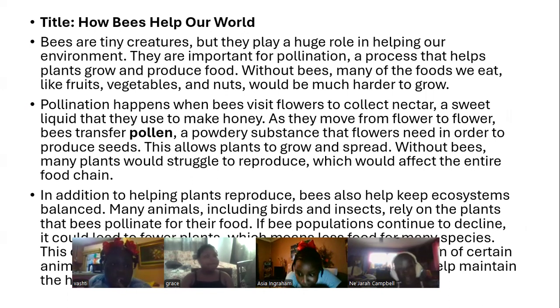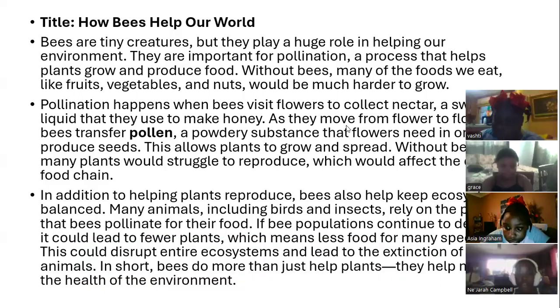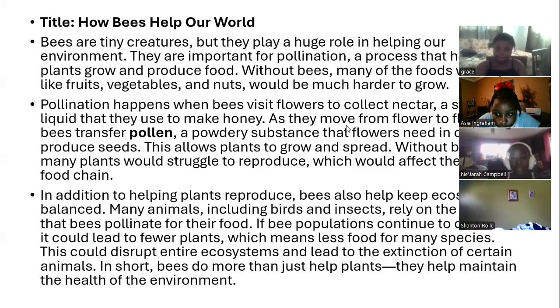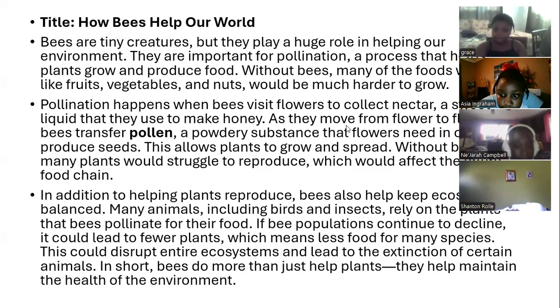In addition to helping plants reproduce, bees also help keep ecosystems balanced. Many animals, including birds and insects, rely on that bees pollinate for their food.